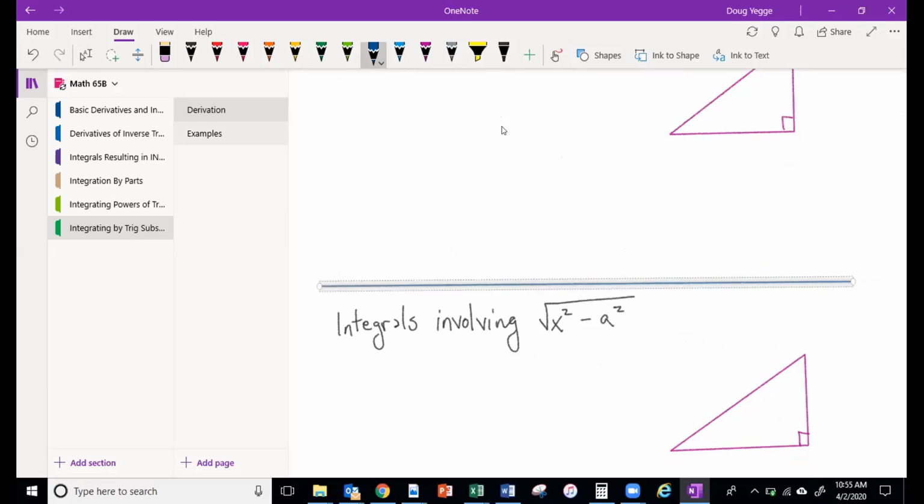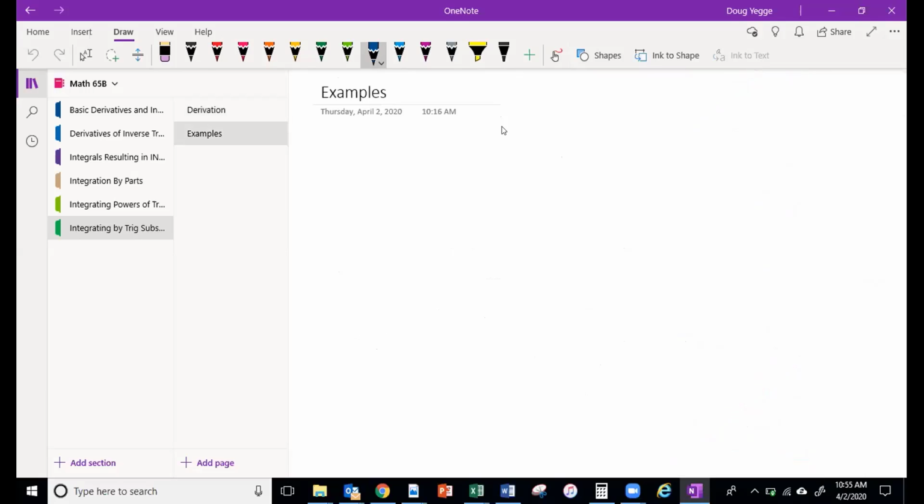So I'm just going to give you one example here. Let's say that we wanted to integrate, give me a sec so I could find a good one here. Okay, there we go. So let's say we wanted to integrate the square root of 1 minus x squared dx.